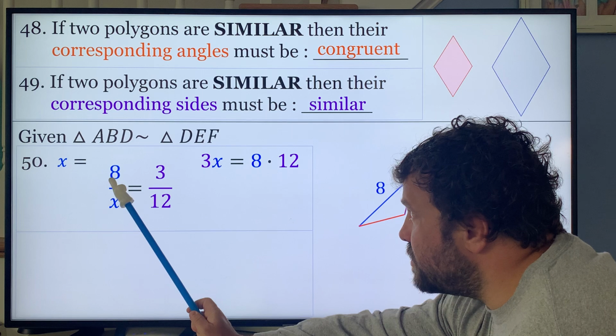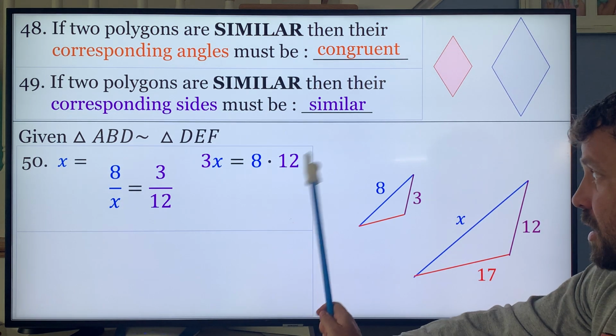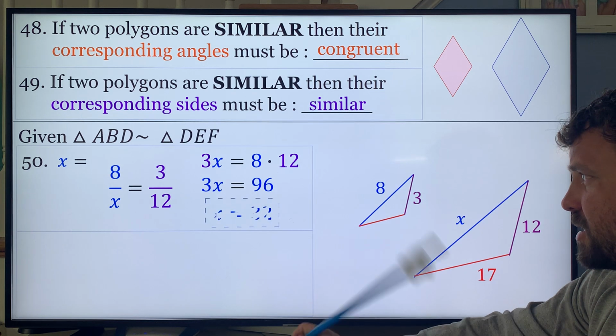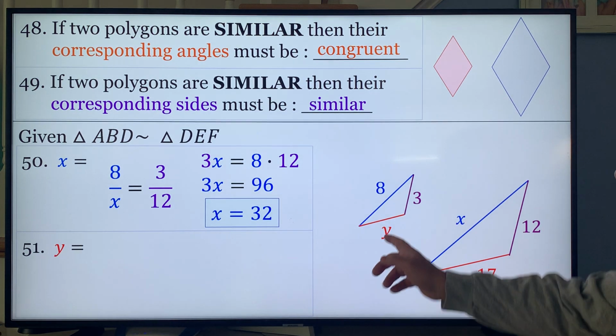3 times x equals 8 times 12. 8 times 12 equals 3 times x. 8 times 12 is 96. 96 divided by 3 is 32. That's pretty easy. Now let's try to find y.